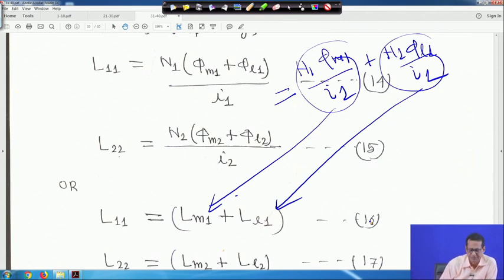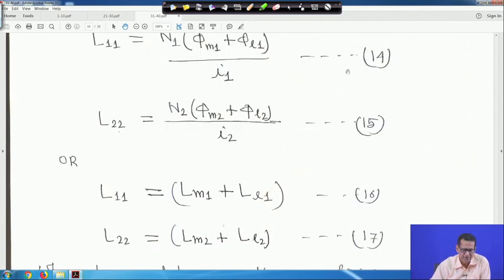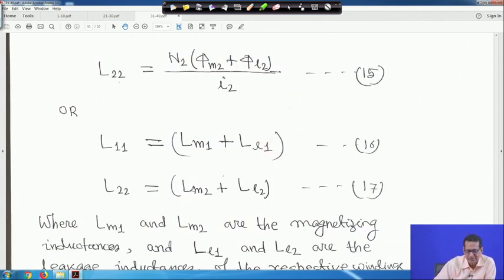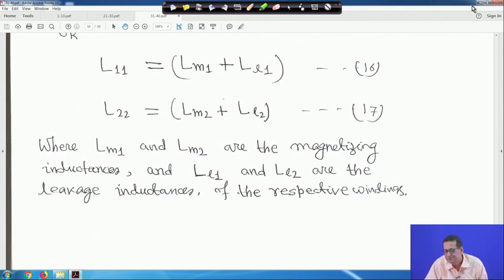This is equation 16. Similarly, L22 will be Lm2, which is nothing but N2 phi M2 upon I2, plus N2 phi L2 upon I2, which is Ll2. This is equation 17, where Lm1 and Lm2 are the magnetizing inductances, or sometimes we call them mutual inductances, and Ll1 and Ll2 are the leakage inductances of the respective windings. So just hold on.